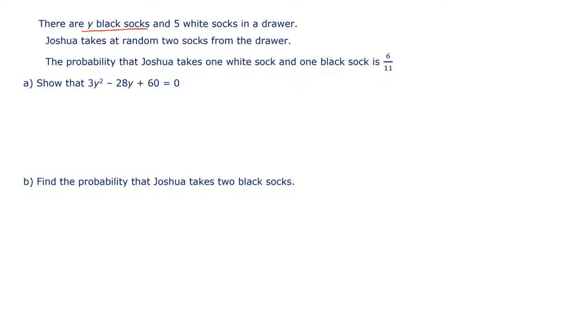So we've got y white socks and 5 black socks, and we are taking 2 of them at random, and we want the probability of 1 white sock and 1 black sock is 6/11. So just notice here that it doesn't say the word then. It doesn't say we're taking one white sock and then one black sock. It's just saying basically we want one of each. So we want the probability of taking a white and then a black, or we want a black and then a white. And when we want or, so when we want two possibilities, we need to add those probabilities together.